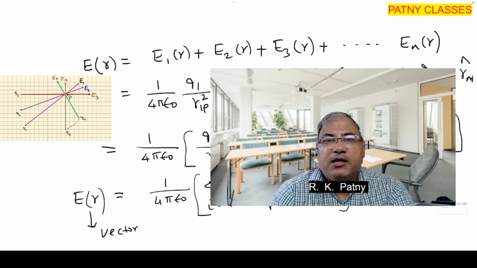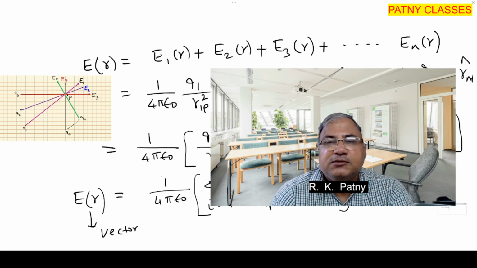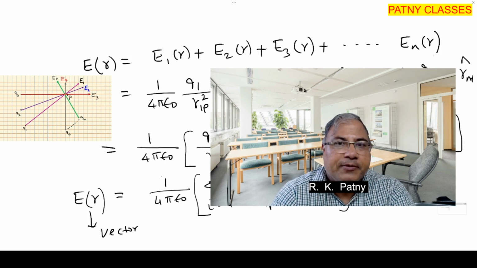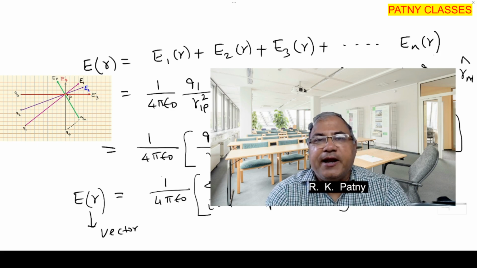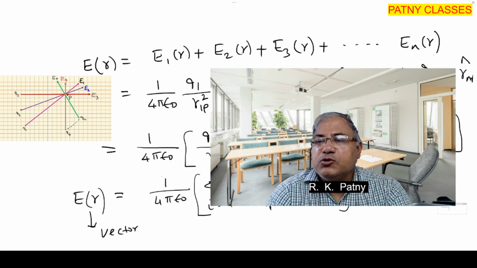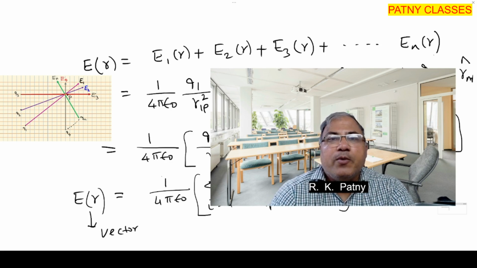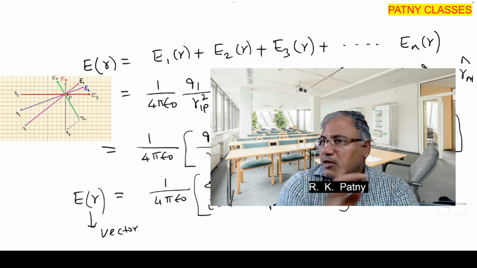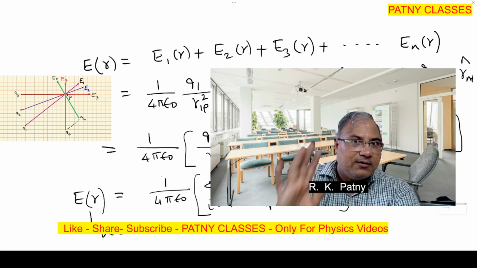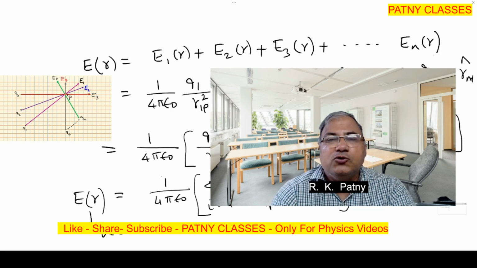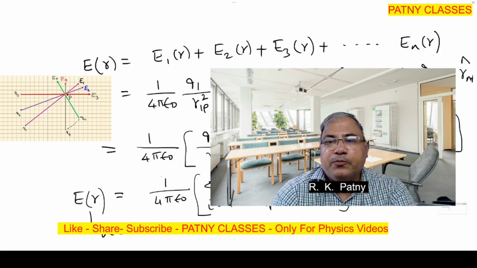That's all in this video. I hope that your concept regarding electric field due to system of charges has been cleared. You need to do writing practice at least 2 to 3 times without seeing. Then only it will go to your memory. Otherwise, listen from here and remove from this side. That should not happen. So practice makes perfect.